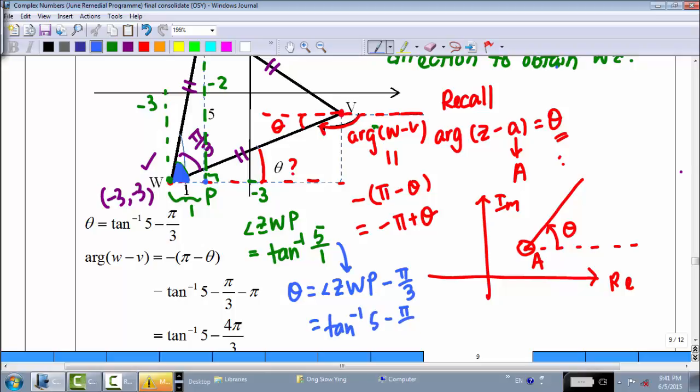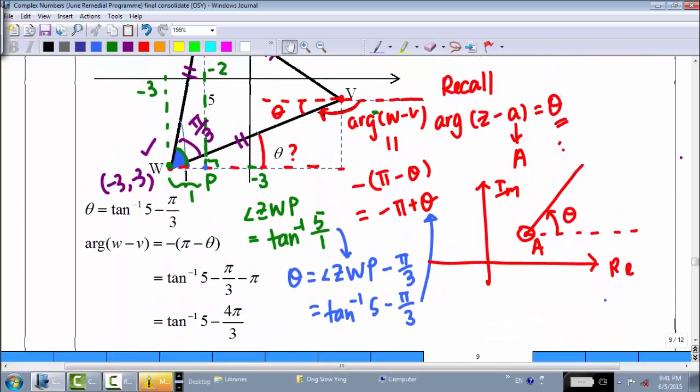So once I have my theta, I just need to substitute inside here. I will get my argument of W minus V. Okay? And just leave your answer in this form because what they want is the exact value. Right? So there's no need for you to evaluate the angle further. Okay? So that will be the end for questions 1 to 3 that I want to discuss today.